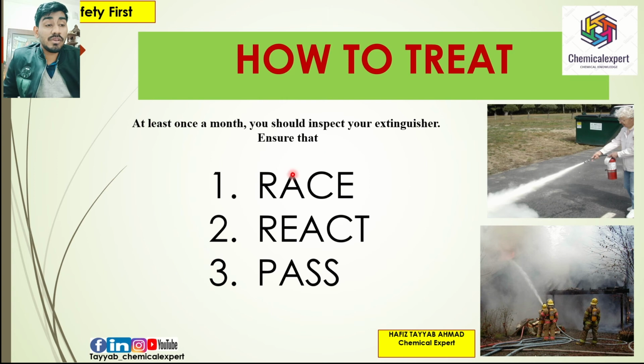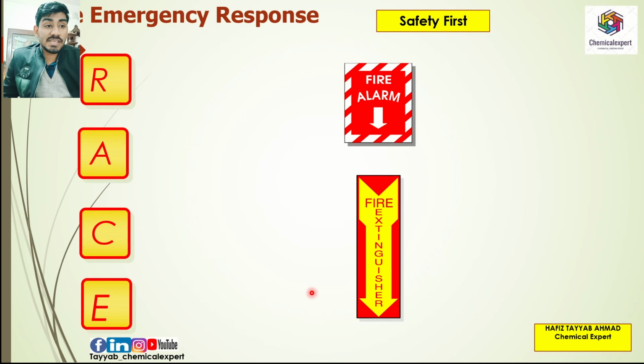So there are three rules which are quite easy to learn. One is raise, the second one is react, and the third one is pass. Let's see what that is. Number one, raise, is fire rescue. First, in case of emergency, you have to rescue other people.